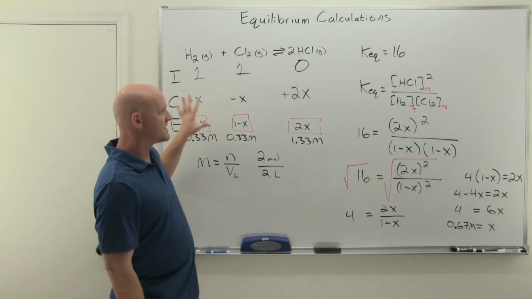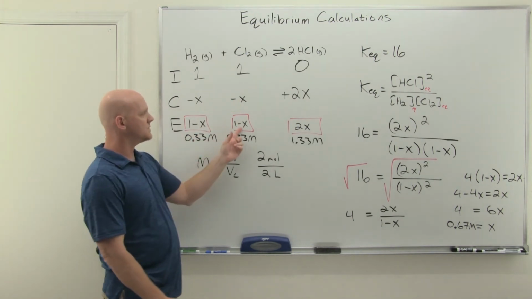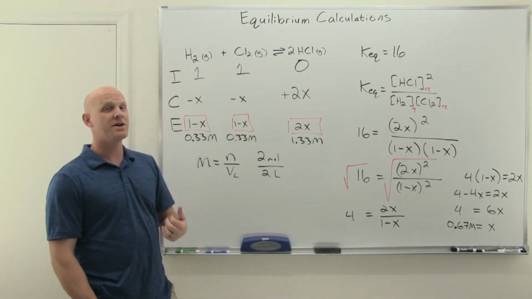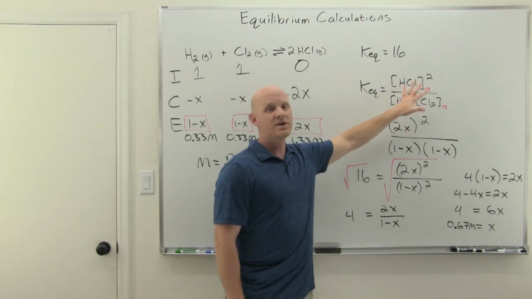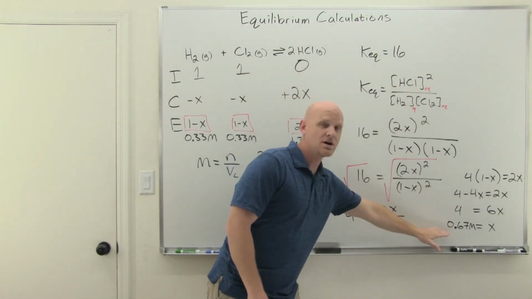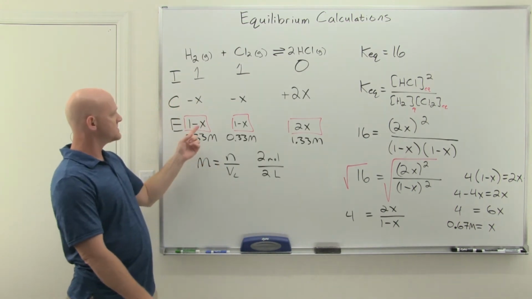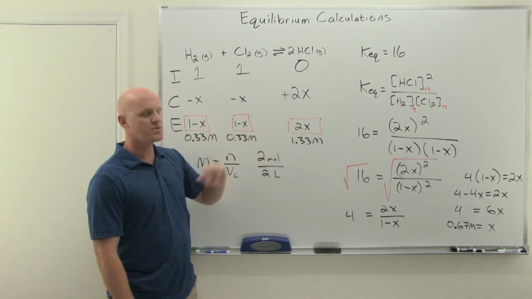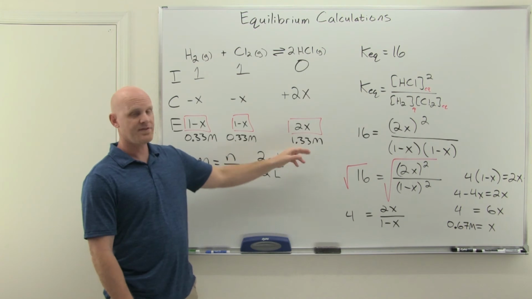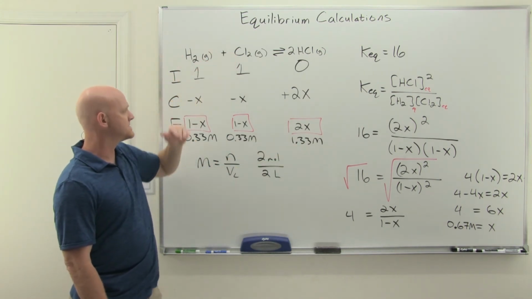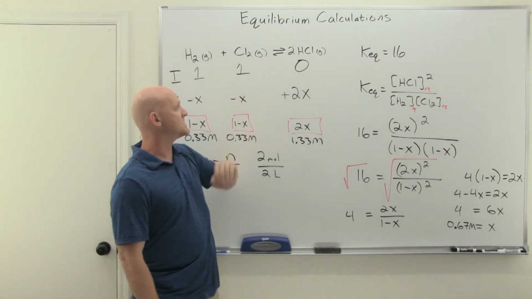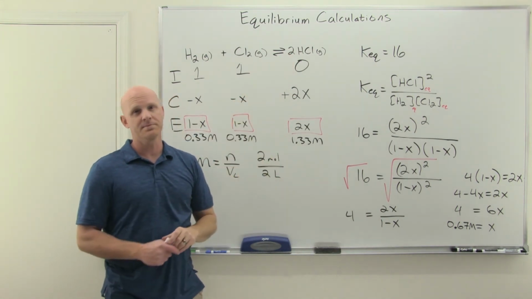So the whole point in setting up this ice chart is to write all three equilibrium concentrations in terms of a single variable x, substitute those into the equilibrium constant expression so that we can solve for x. But again, once you've solved for x, you're not done. You've got to substitute that back into these equilibrium concentrations so that we can figure out exactly what they are. So at equilibrium, concentration of H2 is going to be 0.33 molar, concentration of Cl2 would be 0.33 molar, and the concentration of HCl would be 1.33 molar.